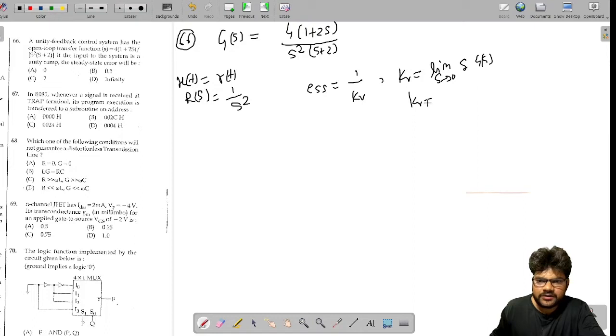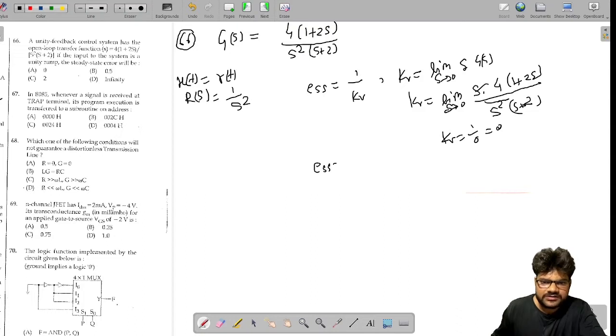So let us find out Kv. This is going to be limit of s tending to 0, s into G(s), which is 4 into (1 plus 2s) divided by s square into (s plus 2). So the s will cancel out, and if you put s equals 0 here, then Kv you will get 1 by 0 equals infinity. Now let us find out ESS, this is going to be 1 by infinity equals 0. So steady state error is going to be 0.